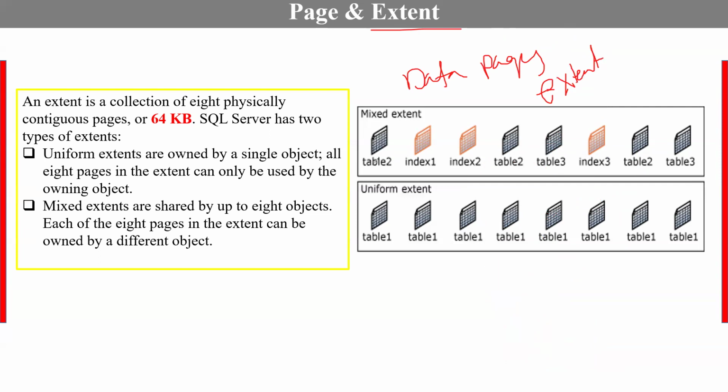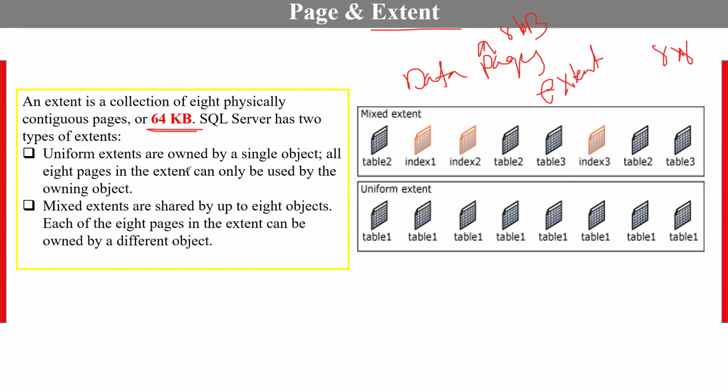8 continuous pages, we will call it an extent, sir, in simple terms. 8 continuous data pages, we'll call it an extent. One extent size is 64 kilobytes, because one database page size is 8 kilobytes, sir. 8 into 8 is nothing but 64 kilobytes. So one extent size is 64 kilobytes, because 8 into 8 is nothing but 64, right?